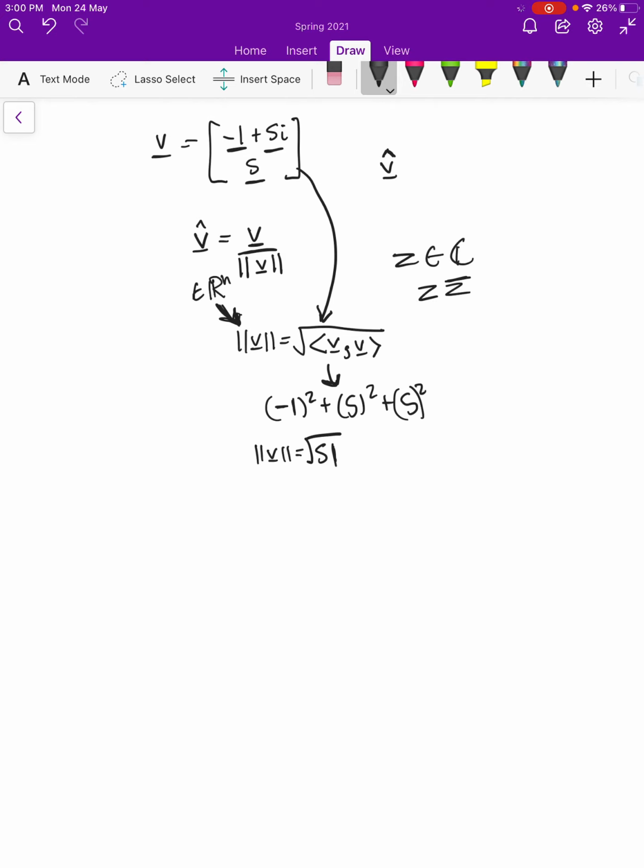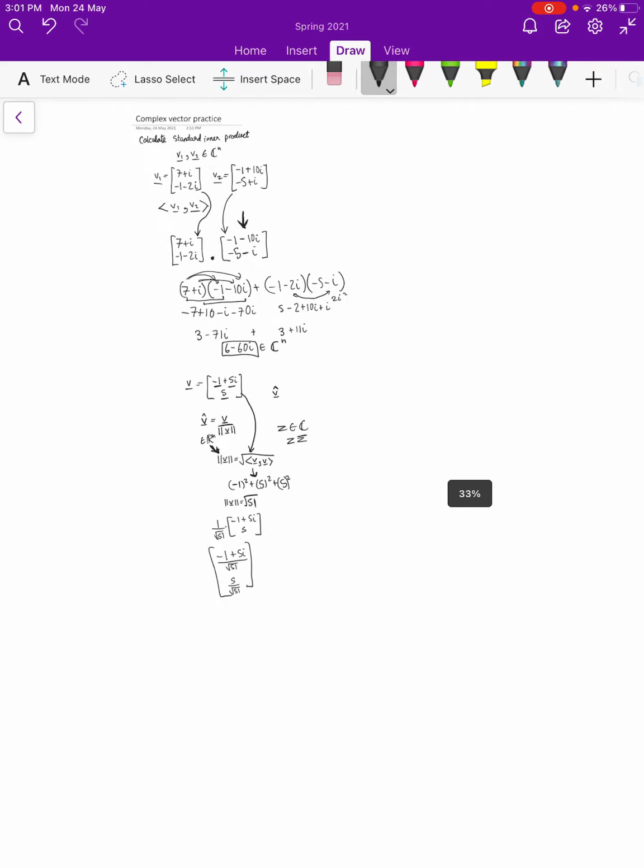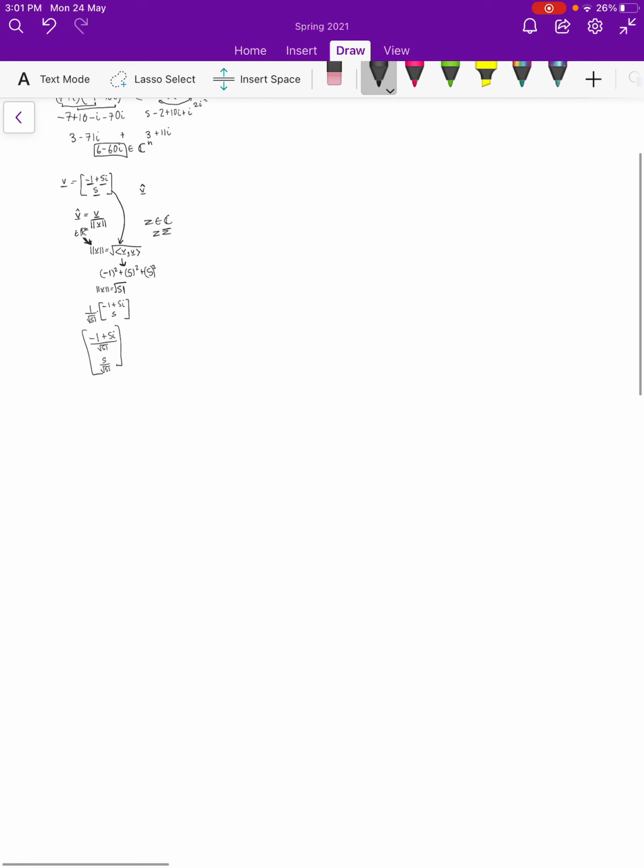And we're just going to do scalar multiplication of 1 over root 51 with our vector v, like the formula states. And that is going to just be -1 plus 5i over root 51, then 5 over root 51, and that is our vector. And that should be the answer that you should get if you do this question.